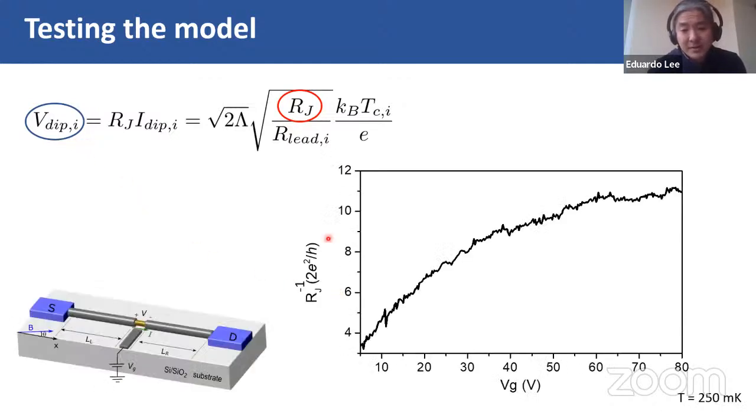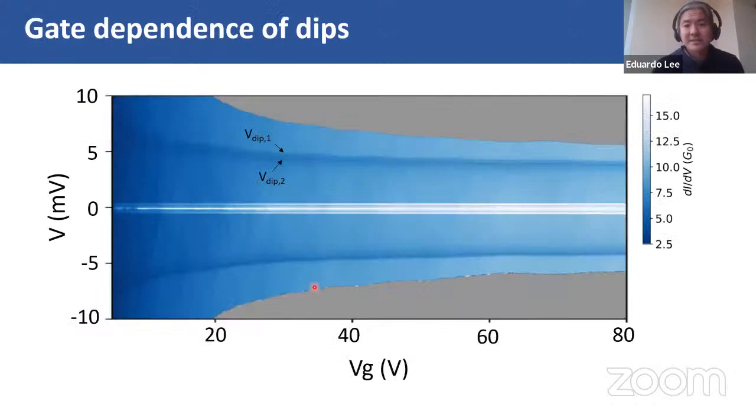As I mentioned before, the normal state resistance of the junction can be easily tuned by applying voltage to this gate. And over this range that we have studied, we can tune this resistance by a factor of 3 to 4. So now, we take a measurement of the device, going up to higher voltages.